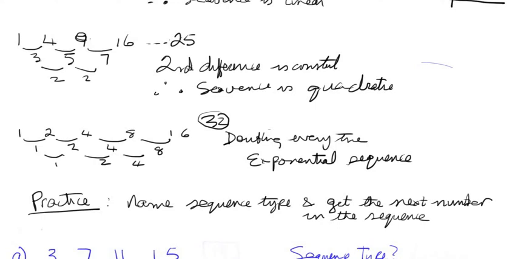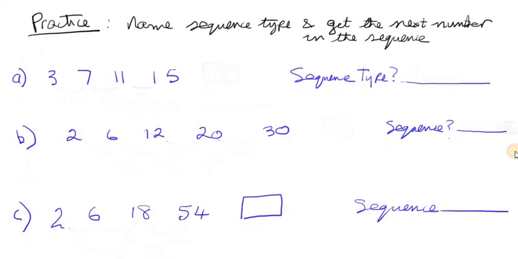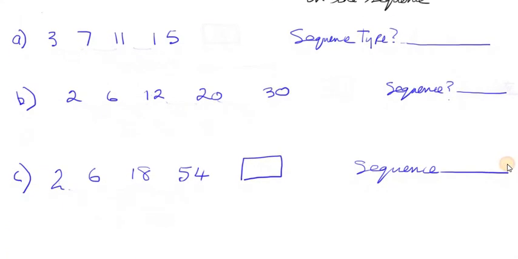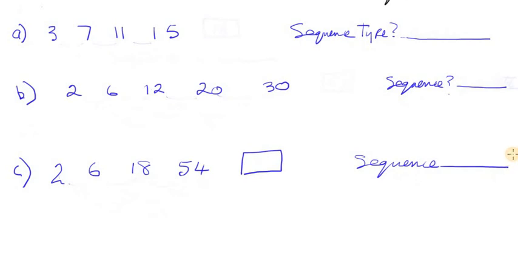Okay, so now we've done it. Let's have a look at 3 different questions. I'd like you to identify the sequence type and to identify the next number. What will the next number be in each of these sequences? So why don't you pause the video, have a go, and then press play again in a few moments, and check if you've got it right.